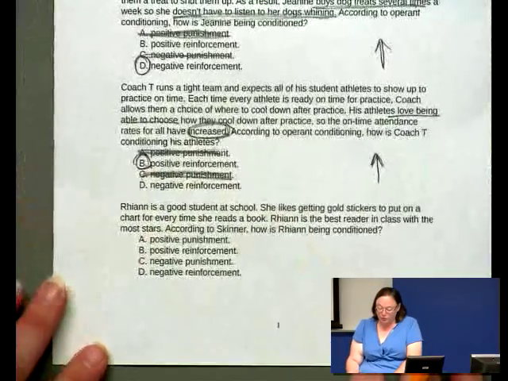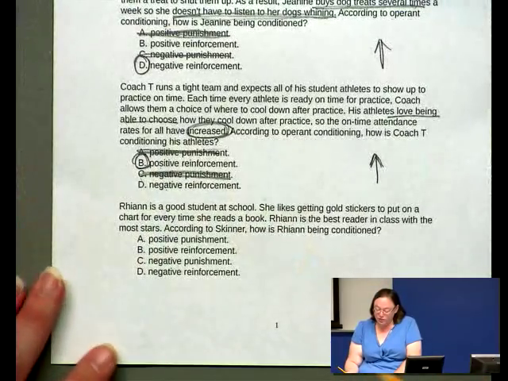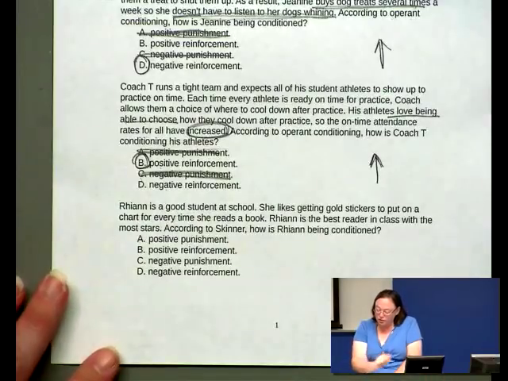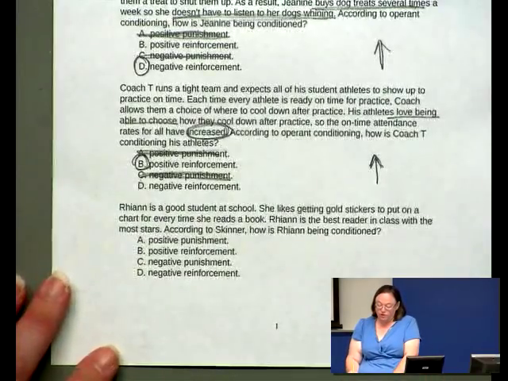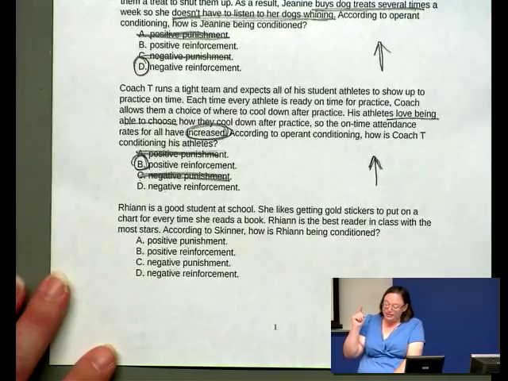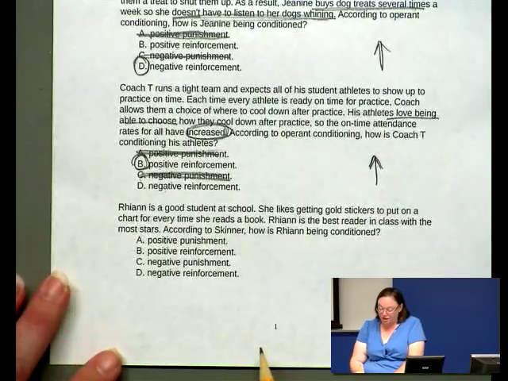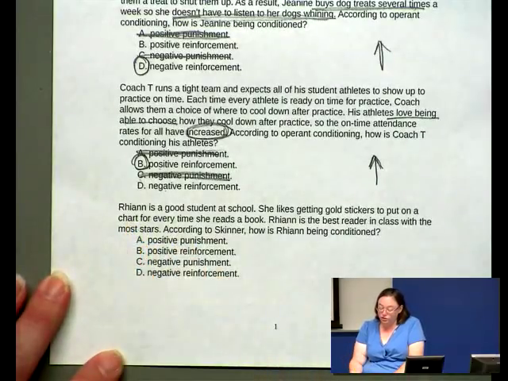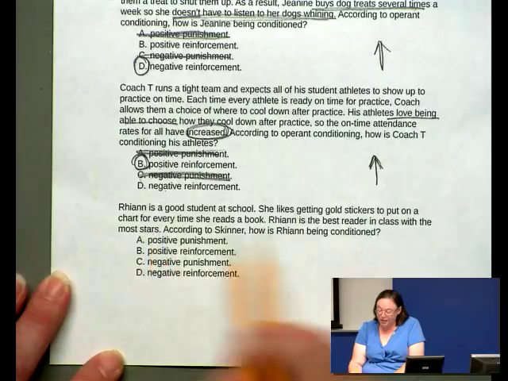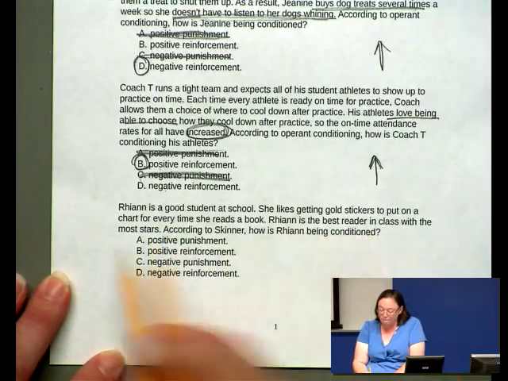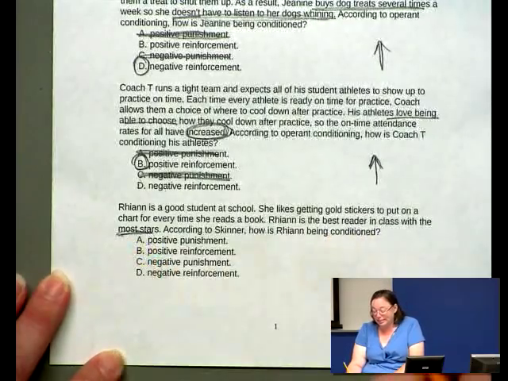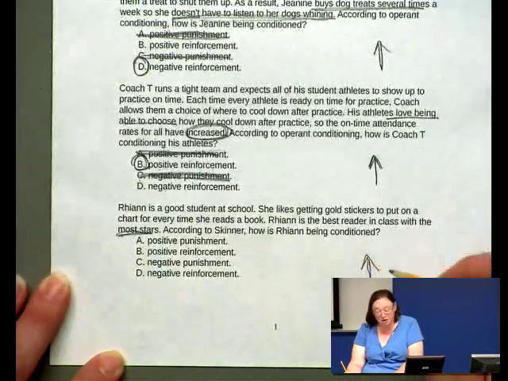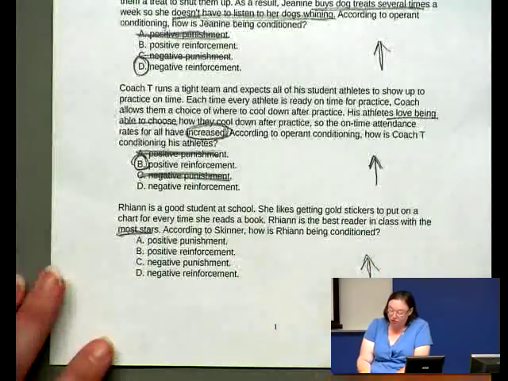And we'll keep going with Rayanne here, who is a good student in school. She likes getting gold stickers to put on her chart for every time she reads a book. Rayanne is the best reader in class with the most stars. All right, so Rayanne, her behavior in question is reading, and she's the best reader with the most stars. That kind of indicates behavior's going up. So of course, behavior's going up.